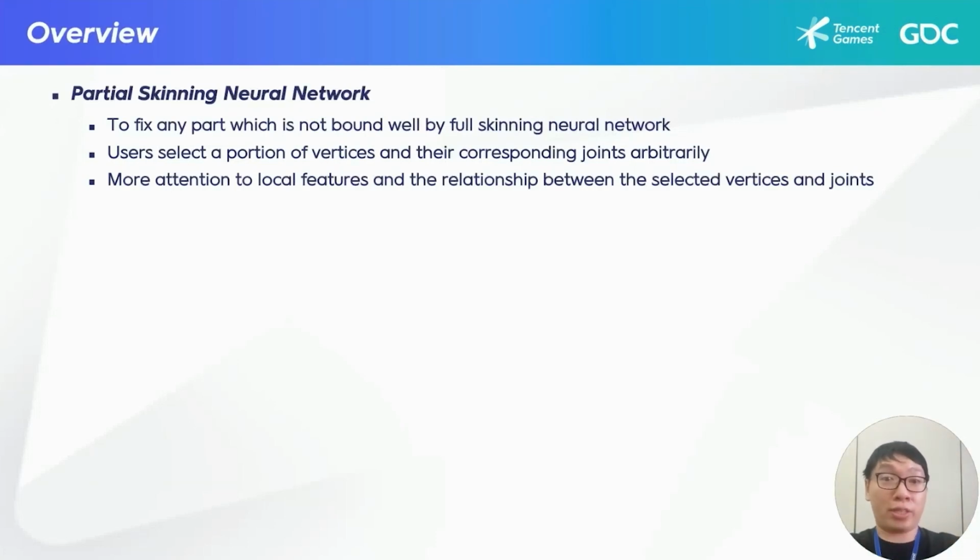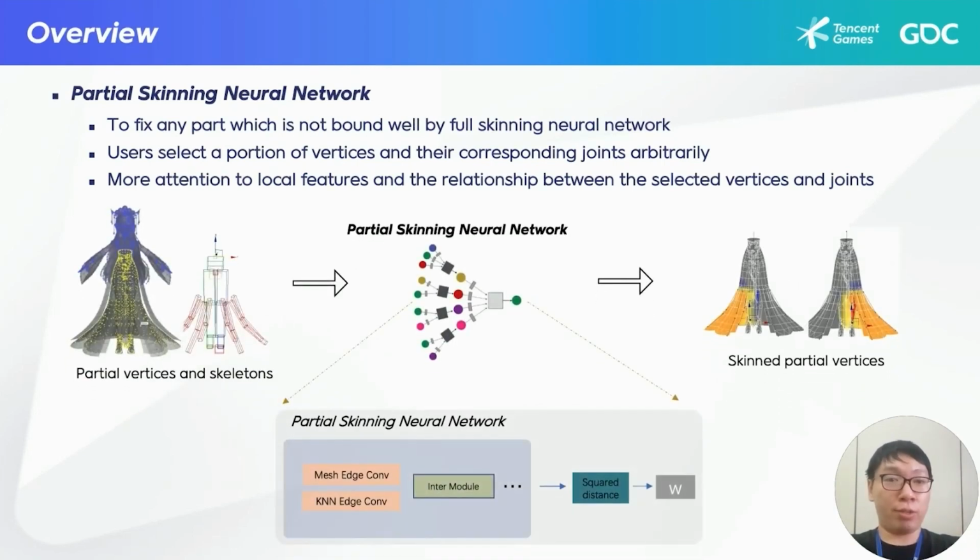Basically, the partial skinning neural network is to fix any underperforming parts remained by full skinning neural network. In addition, in this module, we allow users to select a portion of vertices and the corresponding joints arbitrarily, which means fewer mistakes and more control over the binding style. The figure shows how it works. Users select the vertices and joints you want to work with, and the partial skinning neural network predicts the skin weight for the selected vertices.